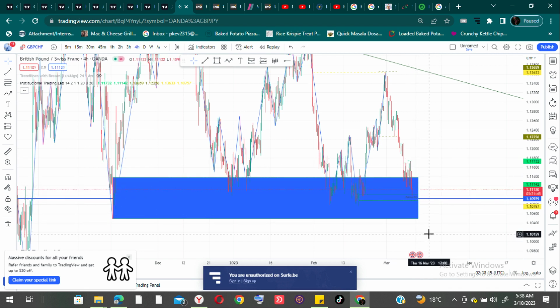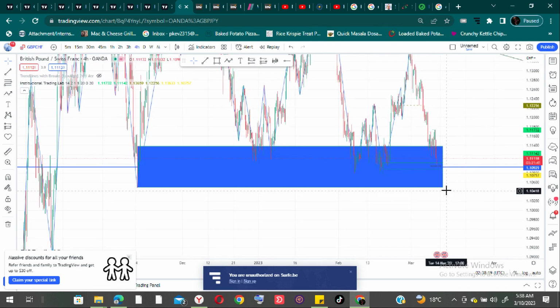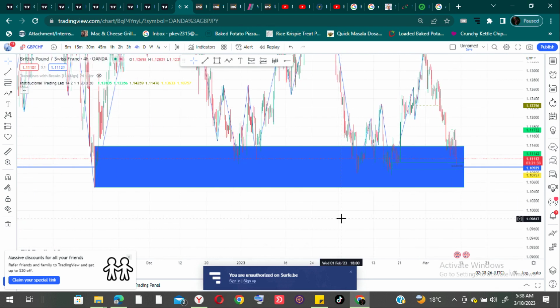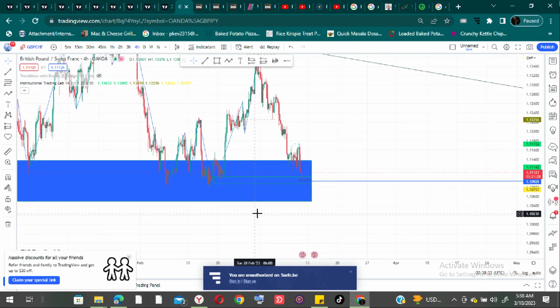So right now we are waiting to see what's going to happen in the market. Remember, you don't take your sell positions or even buy positions unless the market breaks out of the key zones that we've marked. So let me just try and hide this. For me, I can't take a sell position around this zone. I will have to wait for the market to break out of this zone first.